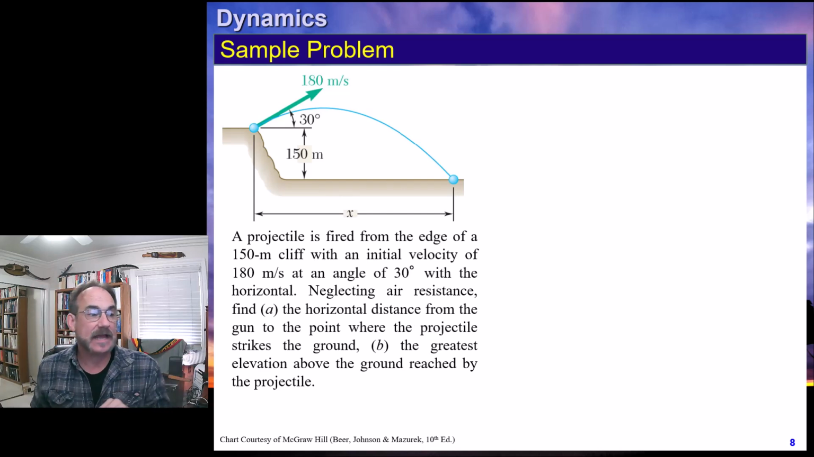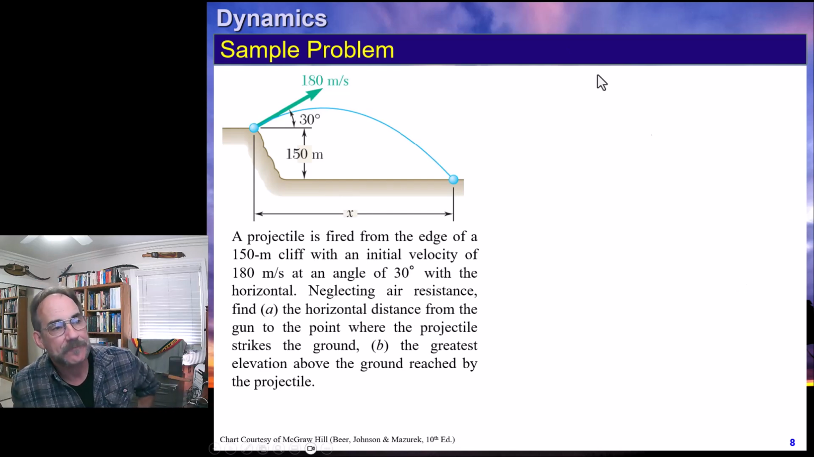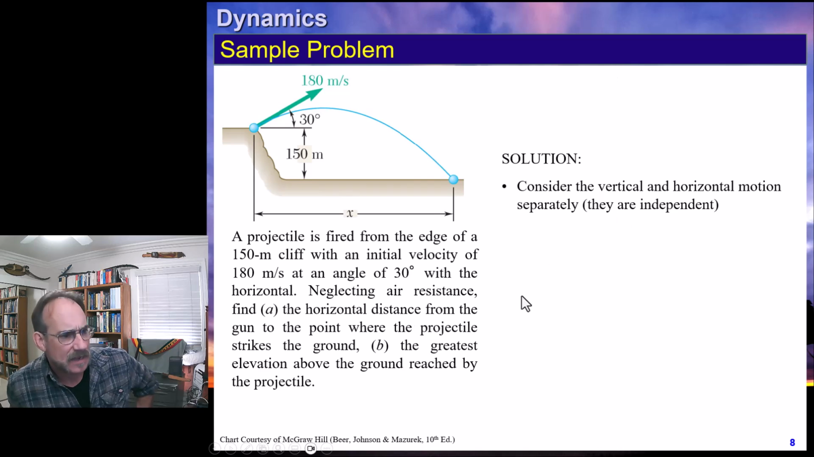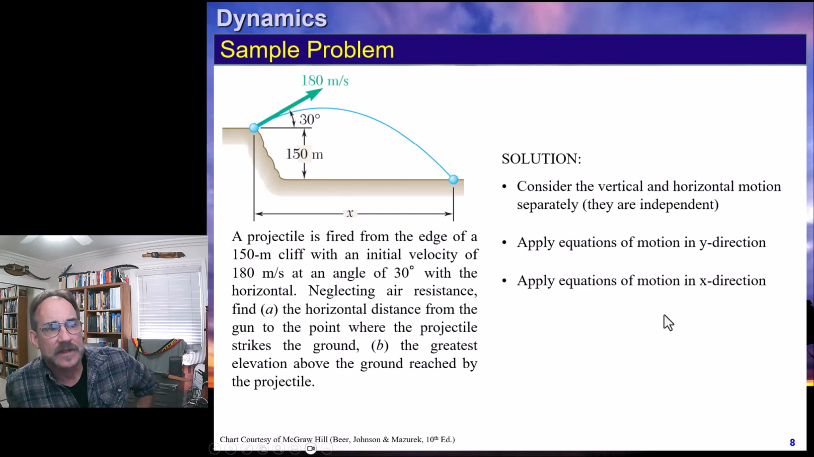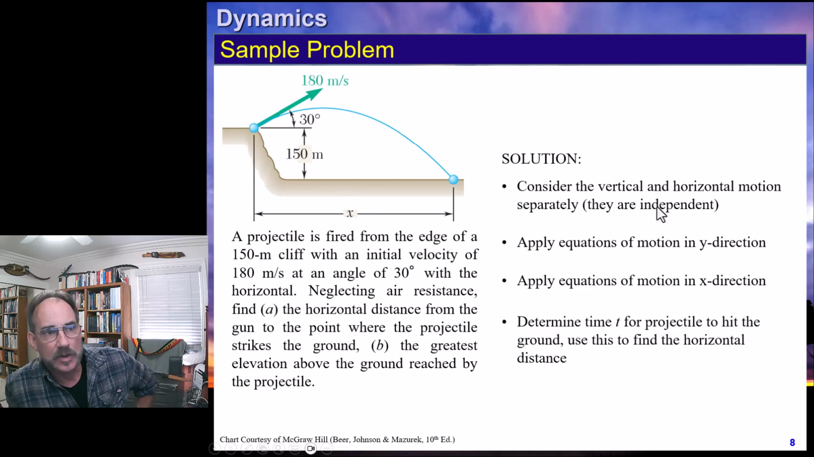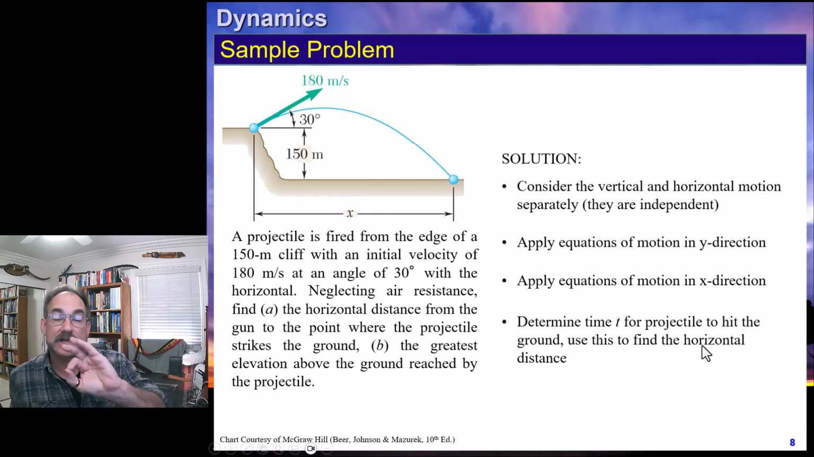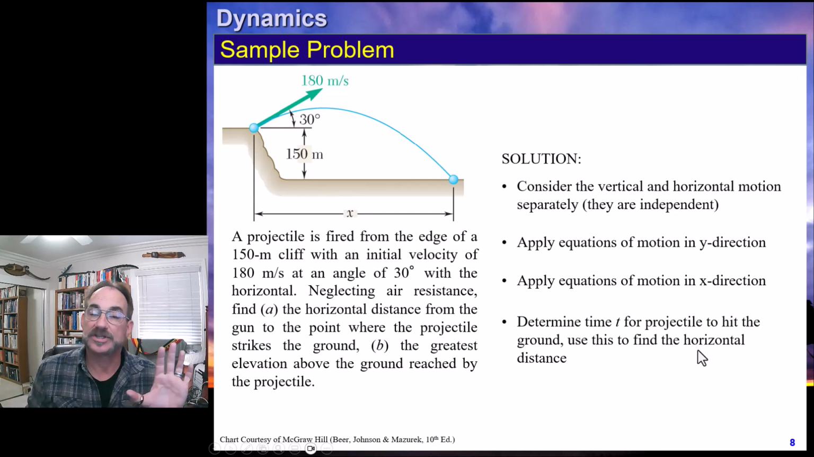We're going to pull all these together to solve this problem. Okay? So this is Beer and Johnson's problem, and this lays out the different things we're going to do. We're going to consider both components separately. We're going to apply our equations of motion in each direction, and then we're going to evaluate this at different time steps or different positions in order to solve the whole problem. Stay tuned.